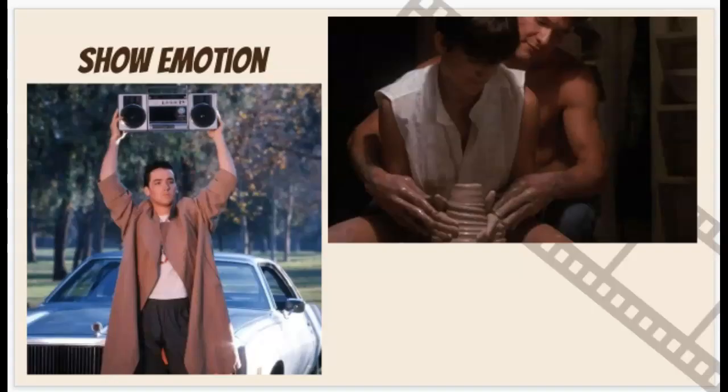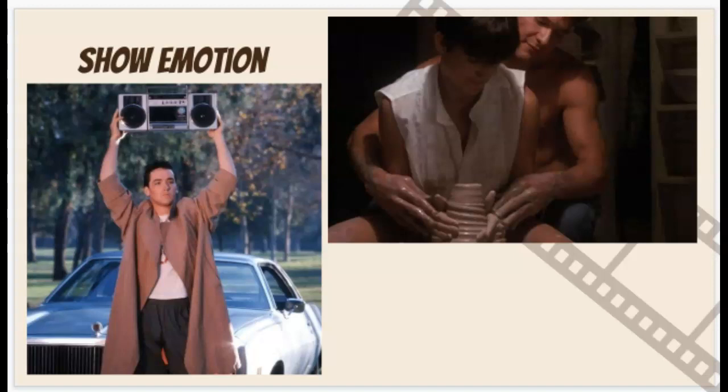And finally, we have props. And props are things that actors hold and act with and interact with. It's short for properties. So it's any sort of movable object that an actor can use. So one thing that props do is that they show emotion. I know these are both 80s movies, but they're good ones.